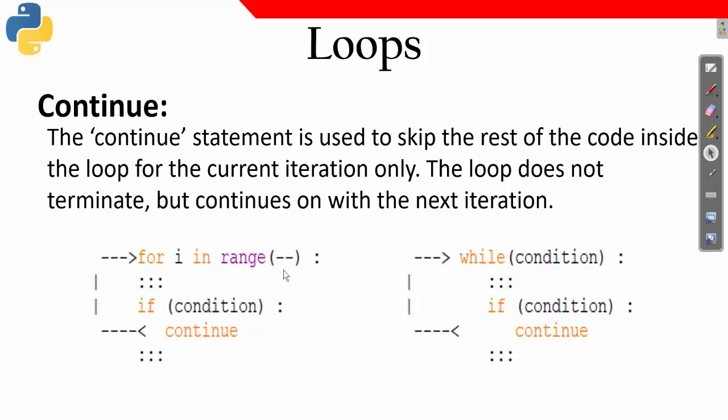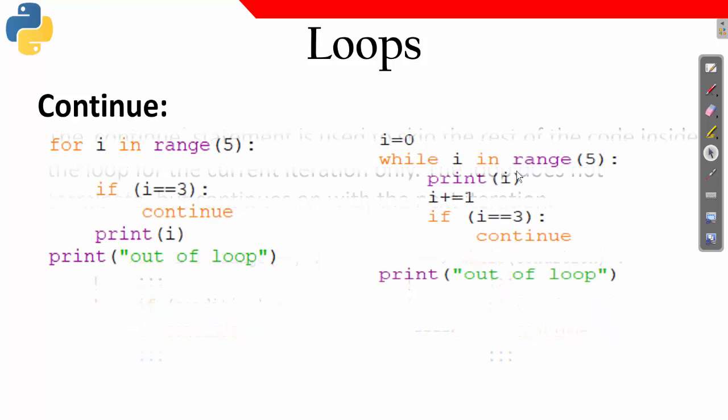So for i in something, if the condition is true, then continue. It means without doing some work, it will go back and take the next i value. Here also, under a while loop, if the condition is true and I am writing the keyword continue, then under such a condition it will go and take the next i value. Okay, now look at this small program.